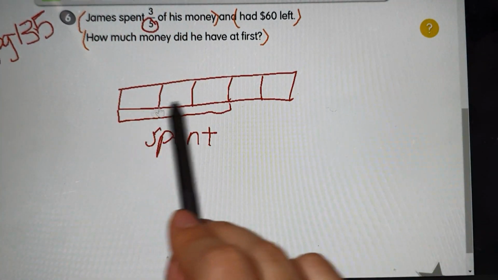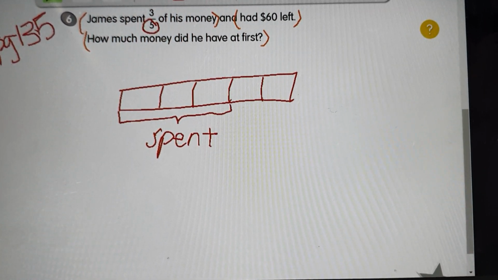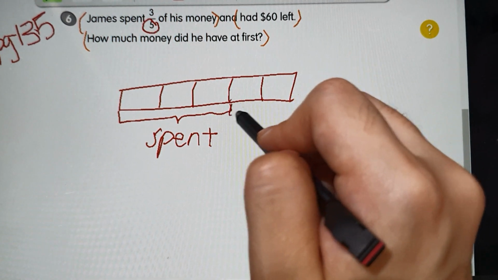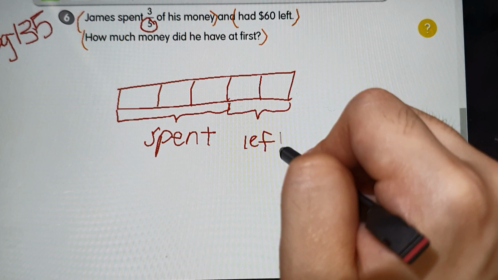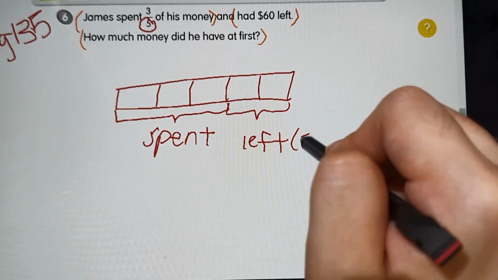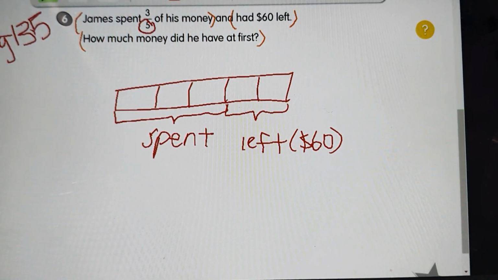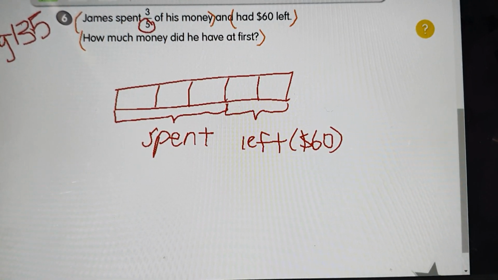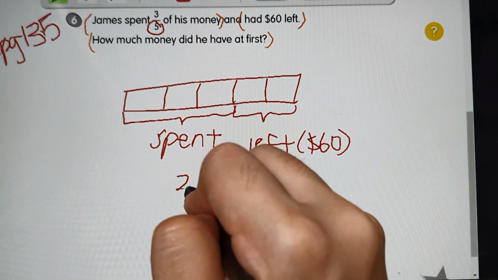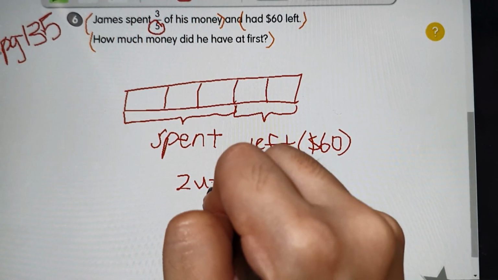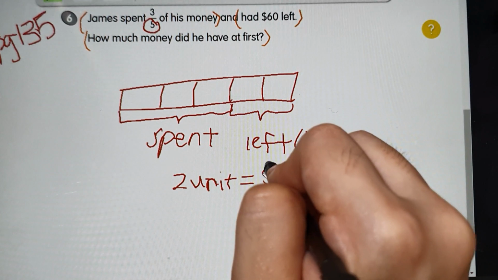Okay, if this is what he spent, where would be the part to indicate what he has left? Yes, the remaining 2 units here represent how much is left. And in this case, I know that the amount left represents $60. So from your model, it clearly shows you that 2 units represent $60. So I know that 2 units represent $60.